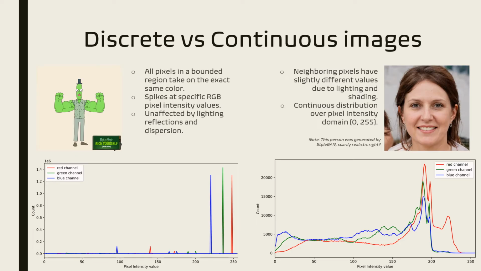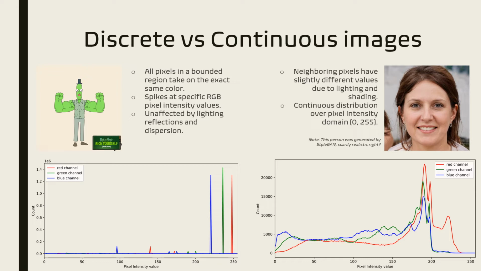Now, what are natural and discrete images? On the left, we have a cartoon character in which all pixels in a bounded region take on the exact same color. For example, the pants are a uniform gray color. This is due to the fact that cartoons are unaffected by lighting, reflections, and dispersions. These graphs show the pixel intensity values for the red, green, and blue color channels, with a value of 0 being black and a value of 255 being white. We can see that the graph for the cartoon is discrete, with spikes at specific intensity values, yet no pixels taking on the other values.